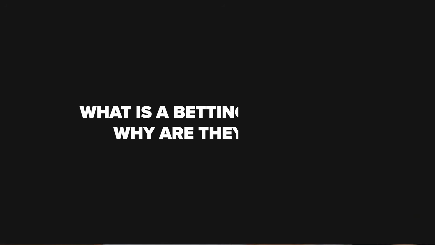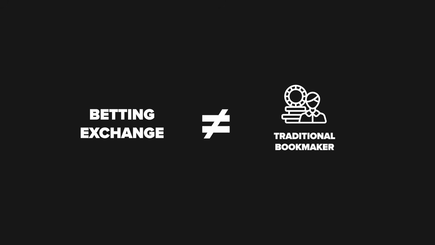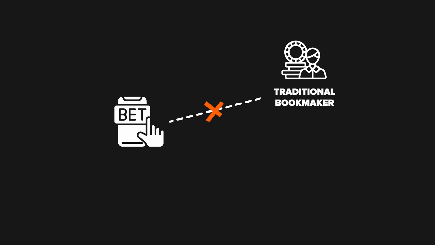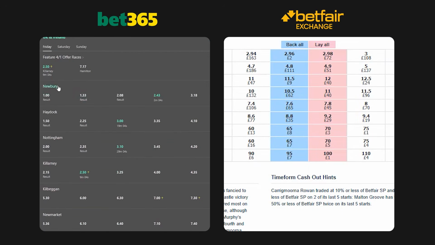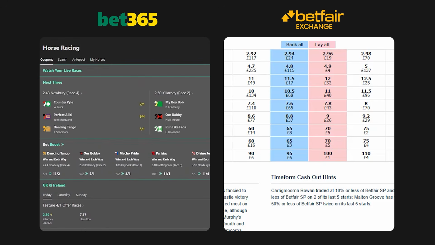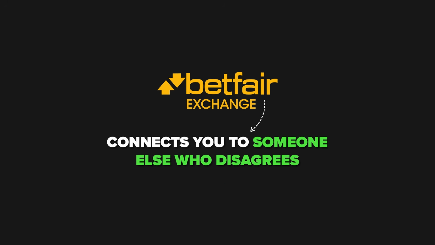So starting right at the beginning with some important context. A betting exchange is completely different from a traditional bookmaker because instead of betting against the bookmaker, you're betting against other people. This is also why the interface looks so confusing at first. Instead of picking a potential winner like you would on Bet365, you get to set the price and choose which side of the bet you want to be on.